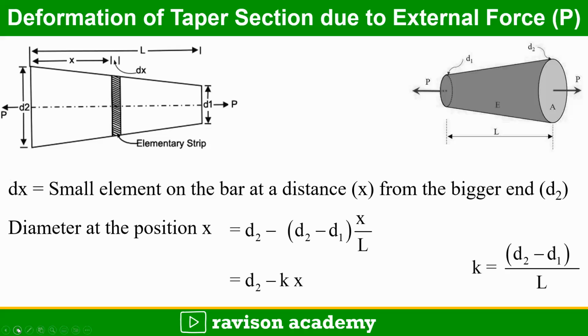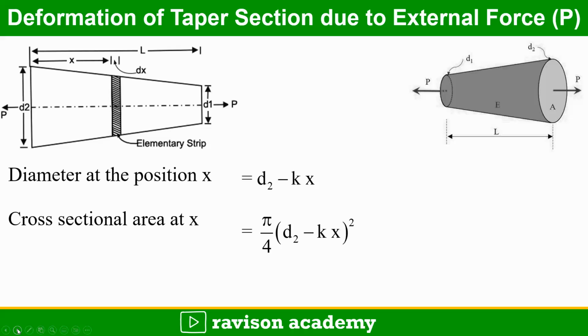For the deformation of the taper section, consider a small strip or element of thickness dx at a distance of x from the bigger end. The diameter at the position x, we can write using d2 minus d1 into x by L. This d2 minus d1 by L can be taken as k. So we can write the diameter at position x is equal to d2 minus kx. The cross-sectional area of the elementary strip can be written as pi by 4 into d2 minus kx the whole square.